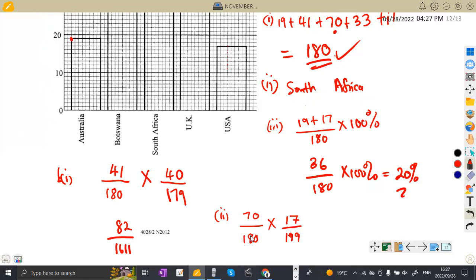But the total is the one that is affected, because this person is part of the group. That is why we now have 179. So that was the case. From there, combine everything, you're going to obtain 119 over 3222.